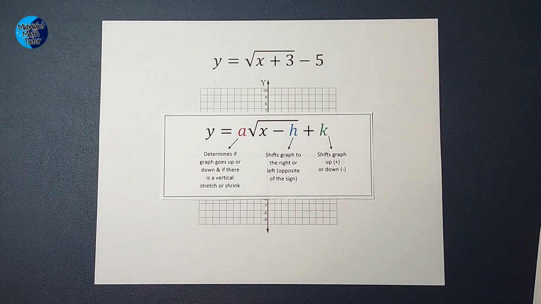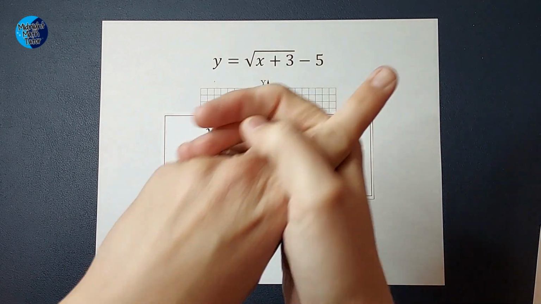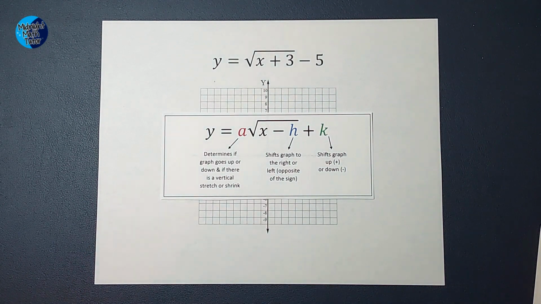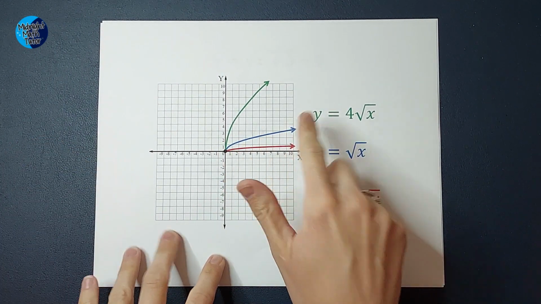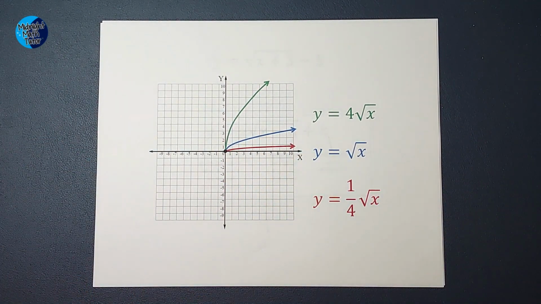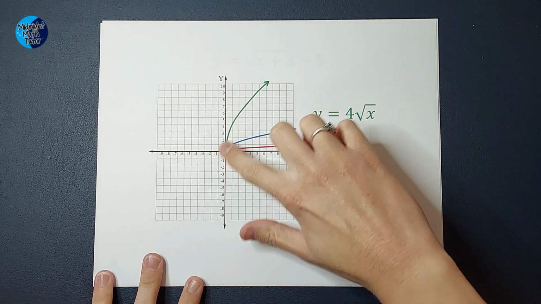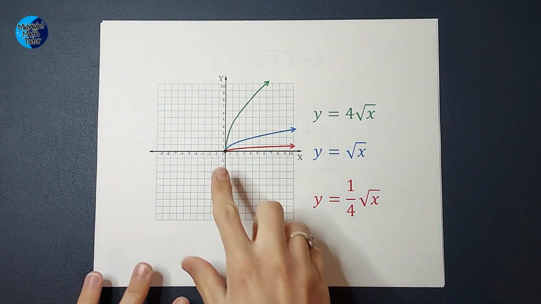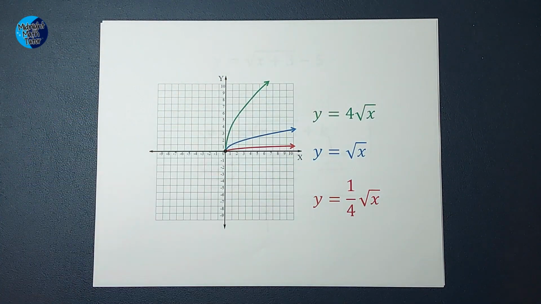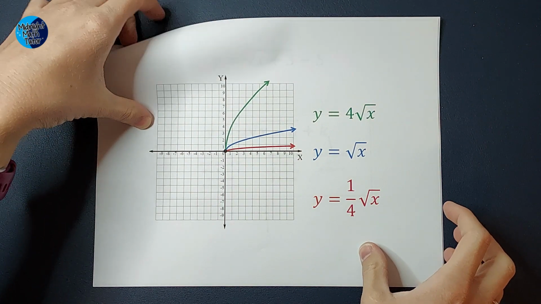If I did have a number out there, I will link a problem like this, but I just want to show you really fast how that can affect my graph, okay? So you see the blue one, that's the parent graph I just showed you earlier, okay? The green one, you see it has a 4 out front, and you see how it's like stretched out, okay? The red one has a fraction out front, and you see how it's compressed, okay? So that's how having a number or a fraction out front can affect your graph, okay?